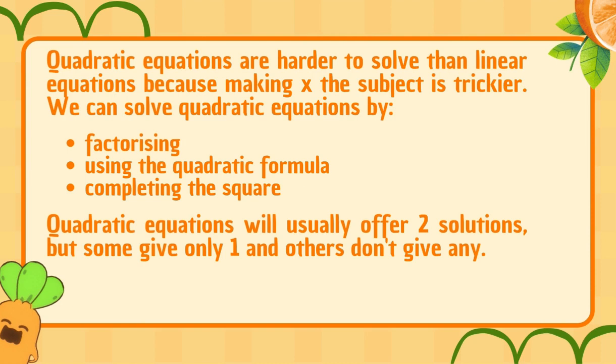We can solve quadratic equations by factorizing. Factorizing in quadratic equations is the process of expressing the equation as a product of two binomial expressions. It involves finding two binomials that, when multiplied together, result in the original quadratic equation.